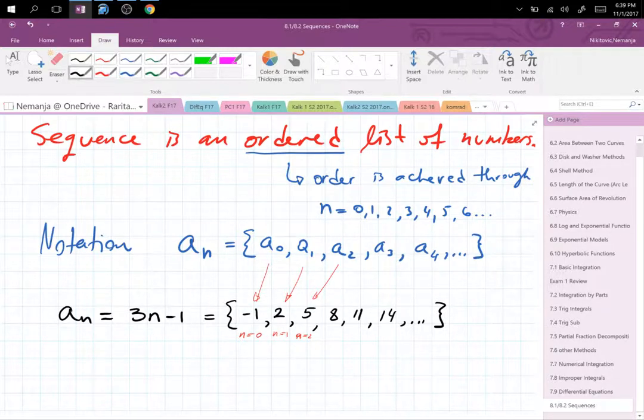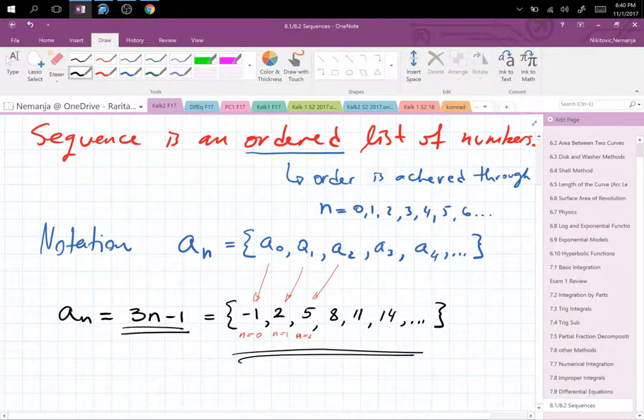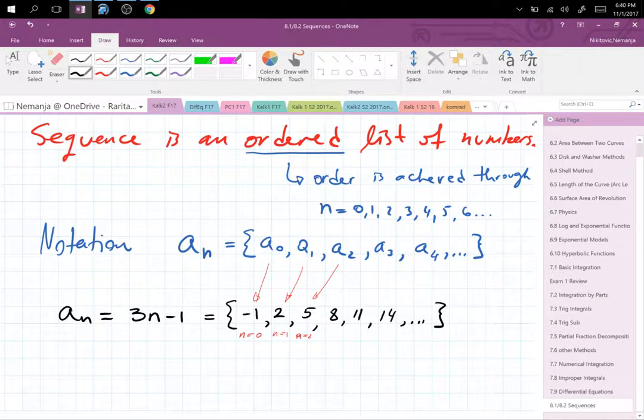3n minus 1 is what is called the sequence. This is the list of that sequence. This is the name, like we use f of x, now we use a_n. Just to clarify, n cannot be a negative number, since it's only a list of counting numbers. Yes. And you can never have fractions and decimals in between, because counting is done in whole steps.